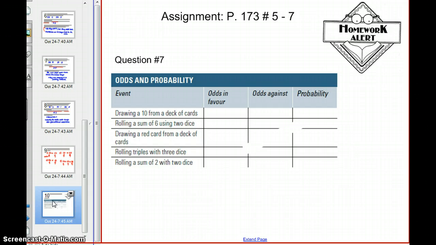You then have a homework assignment, page 173, number 5 to 7. Question number 7 you can do here on your student handout.